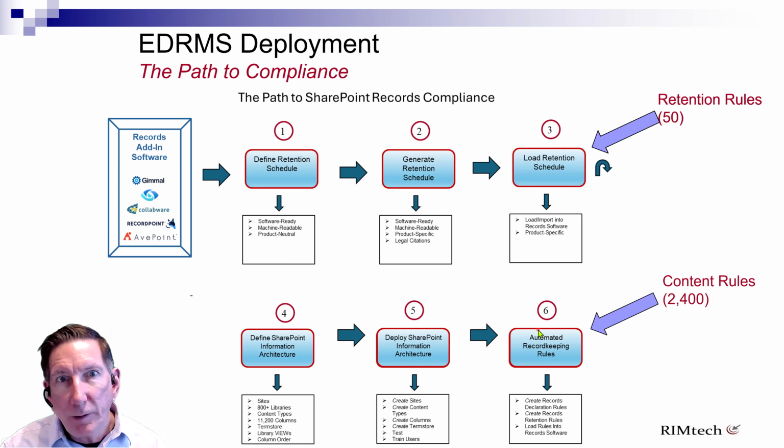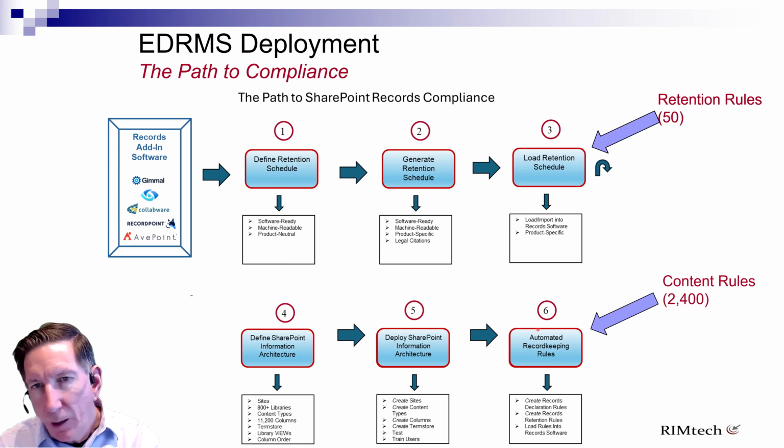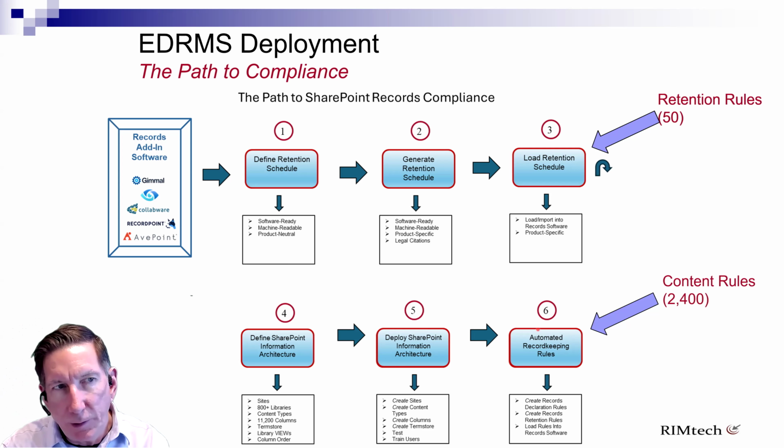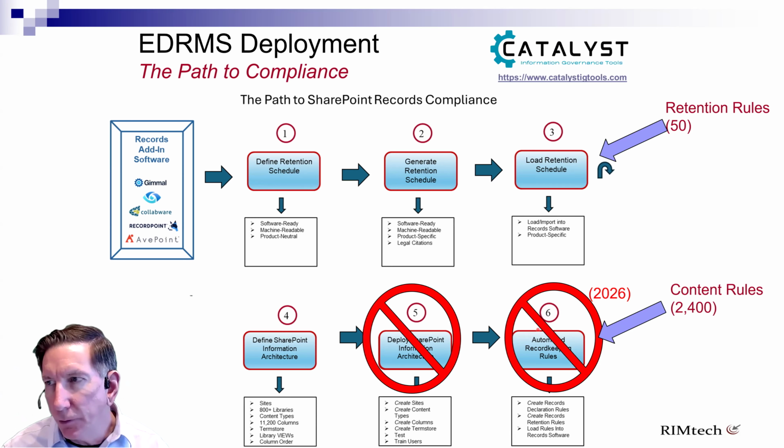How long will it take you to create those content rules? Well, here at RimTech, we have a rule of thumb. Non-Purview, 15 minutes each. Purview, 30 minutes each. That's the bad news. Now here's the good news.